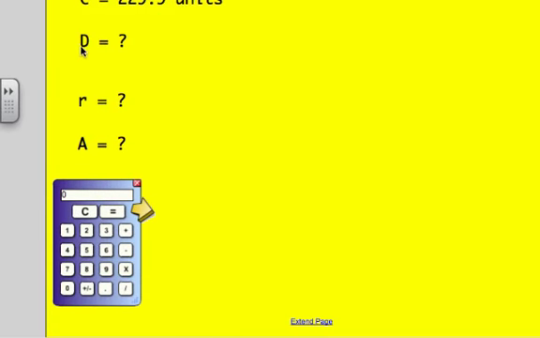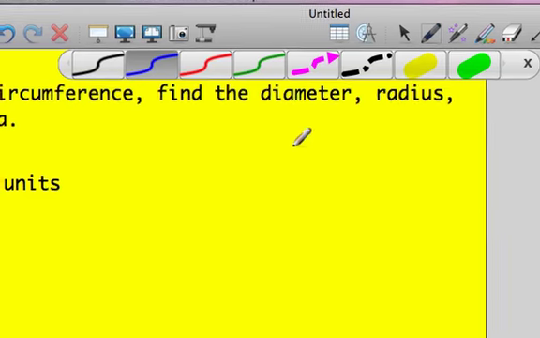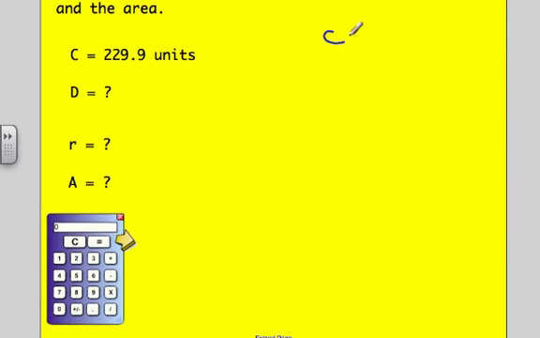We don't know the diameter. We don't know the radius. We don't know the area. What we do know is those formulas. If you don't know them, that's okay. You don't have to memorize them. I mean, most people will give you a sheet to help you. I know I do. So we have C equals pi times the diameter.